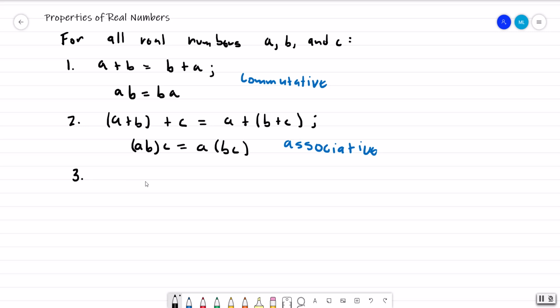Now the other property that we have, which is one of the most important ones that you'll be using, is the distributive property. So here we have a times the quantity b plus c equals a times b plus a times c. So this is what we call the distributive property.